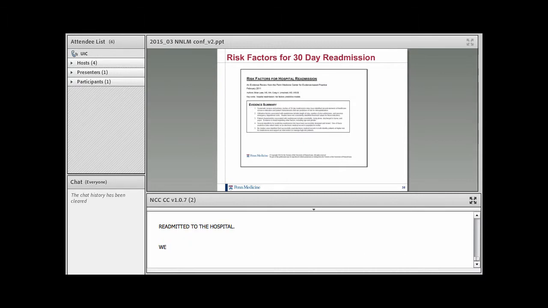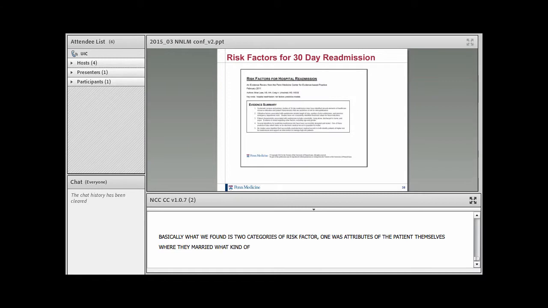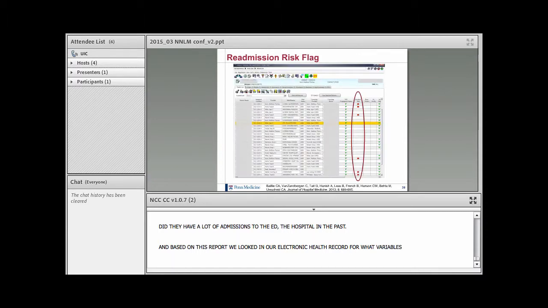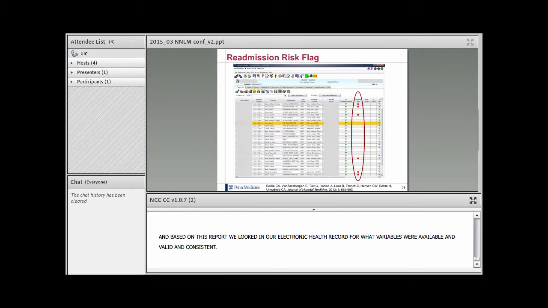And basically what we found was there are two categories of risk factors. One was attributes of the patient themselves. Were they married? What kind of insurance did they have? What were their comorbidities? And then attributes of really how they utilized healthcare in the past. You know, did they have a lot of admissions to the ED, the hospital, in the past? And based on this report, we looked in our electronic health record for what variables were available and valid and consistently there. And we developed a prediction rule, and we integrated it into our electronic health record.